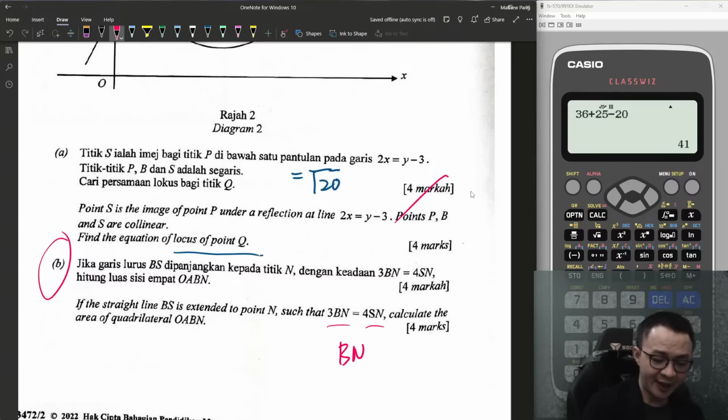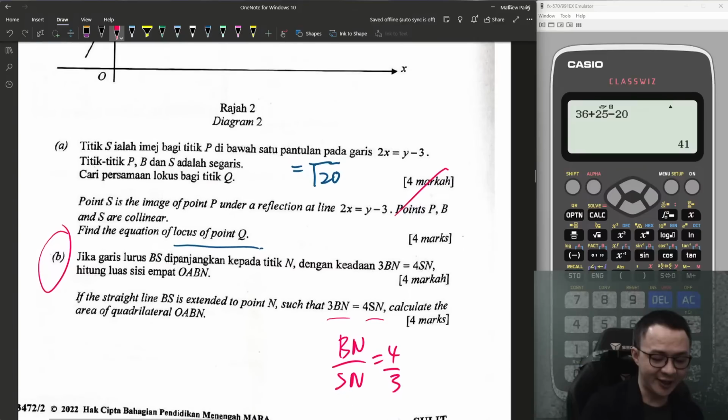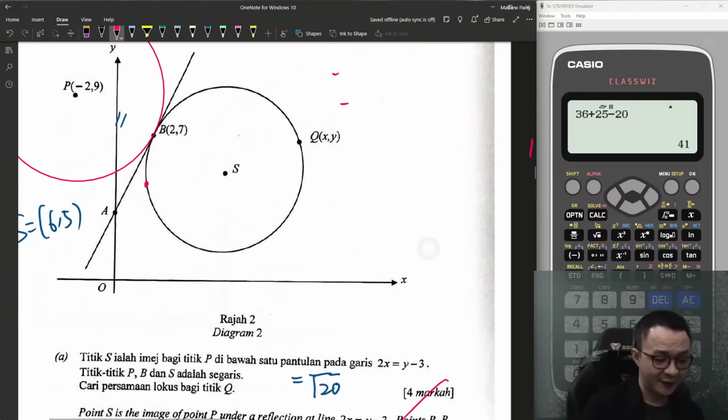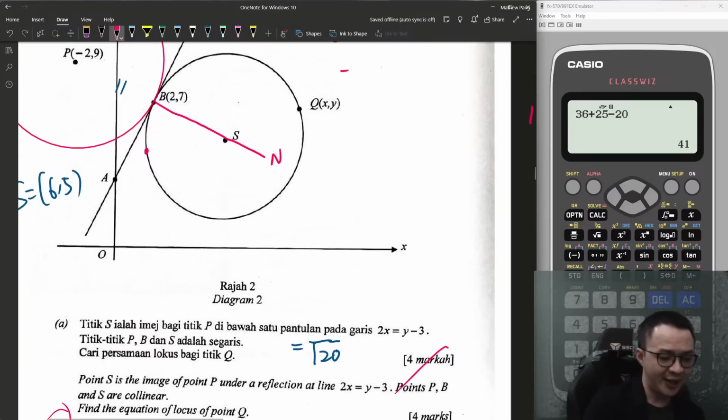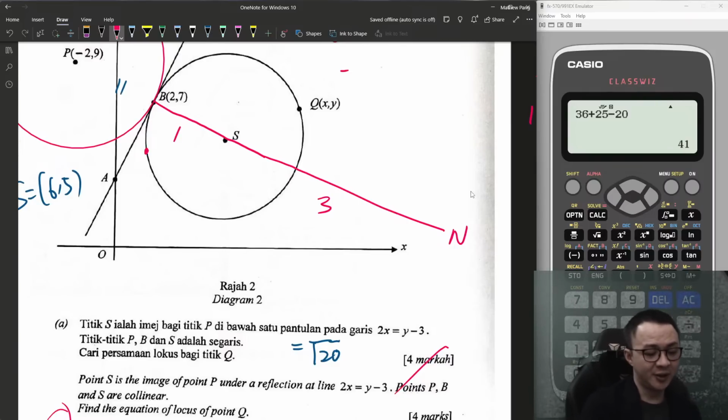So BS is going to extend to N. Here BN over SN is 4 over 3. So BN is 4, SN is 3. Let me see. BN is 4, SN is 3. Oh, then N must be very far away. So here it is like 3 and 1, isn't it? Because S is (6, 5). You can see B to N is 4, S to N is 3.